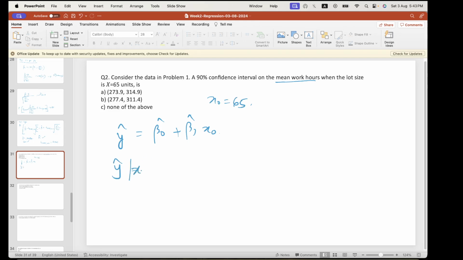So then y hat given x naught will be beta naught hat, so it would be 62.38 plus 3.57 into 65. How much does it come to?